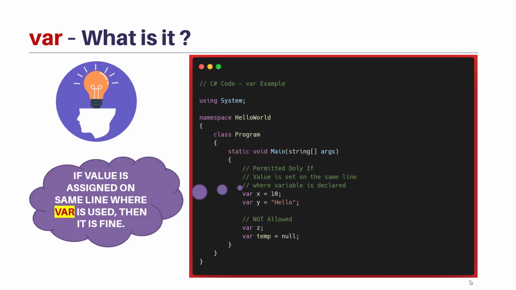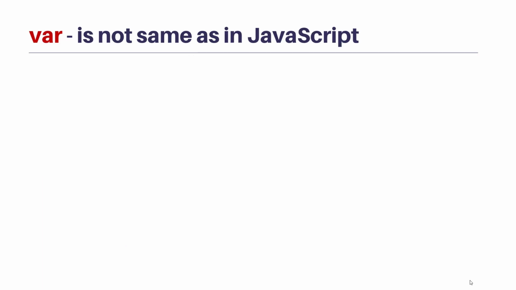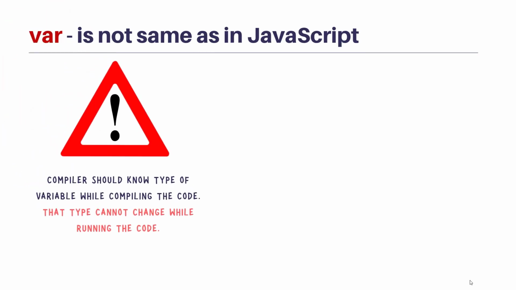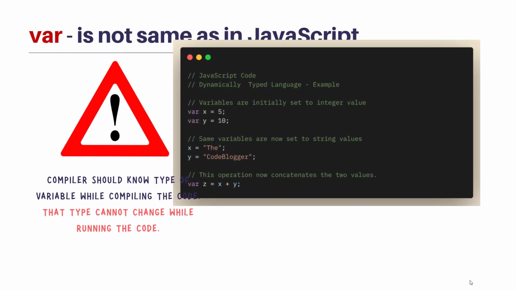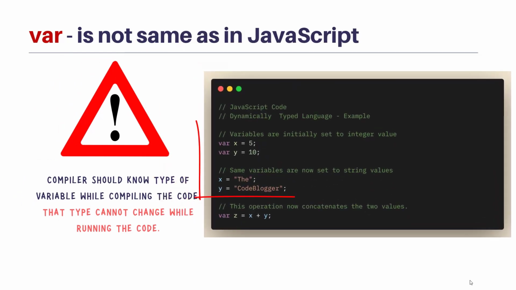In some languages like JavaScript, var is used to declare variables, and then any type of value can be assigned to the var. So for some time, the same variable can hold an integer value, and then after some time, the same variable can hold, let's say, a string value. This type of language is called a dynamically typed language. But C# is a strongly typed language. The compiler should know the type of a variable at compile time and it cannot change during runtime. A variable of a type can only hold a value of that type.